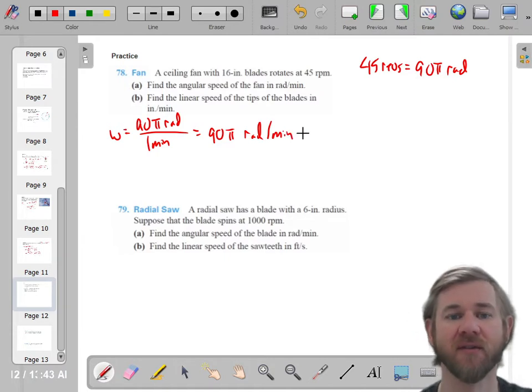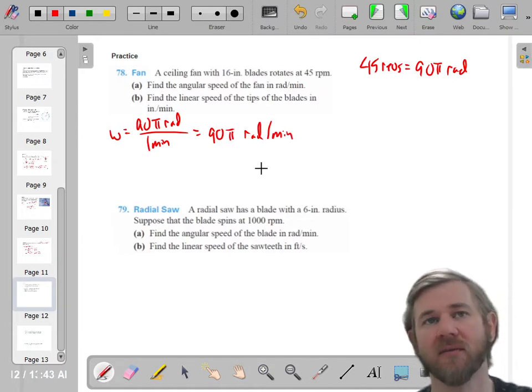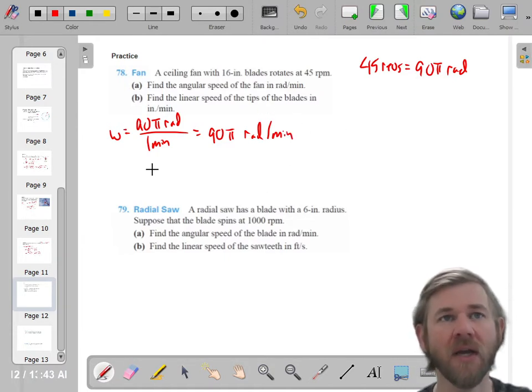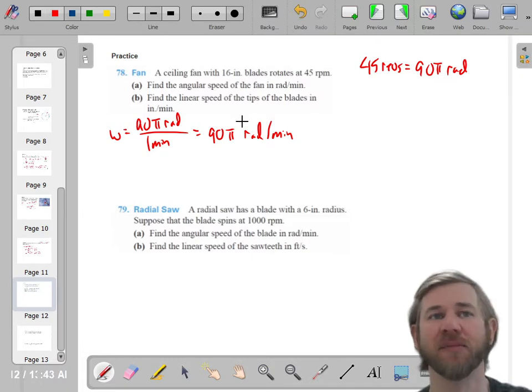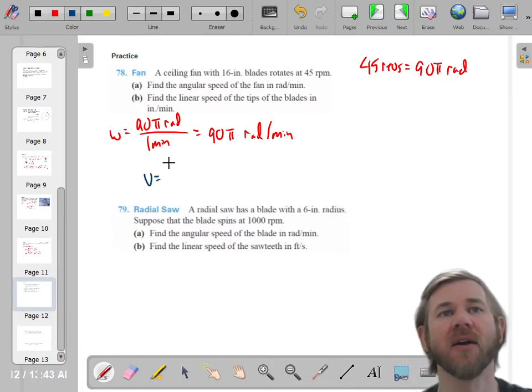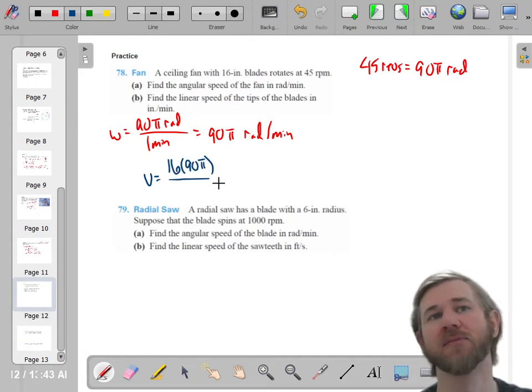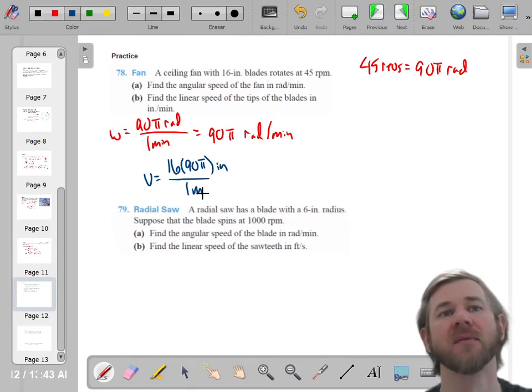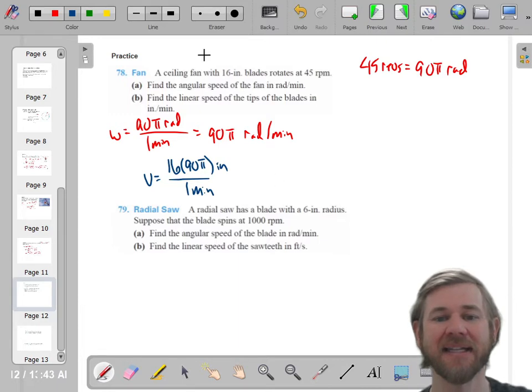It's kind of already done for us. When they give you RPMs, we're just going to convert it to radians. So for B, it says find the linear speed. Okay, so we're going to do the same thing. R, the radius, is 16 times 90 pi. And we're still doing it. It's inches per minute because the radius is in inches. It's still 1 minute, though. So this is 16 times 90 pi inches, which is going to be a lot.